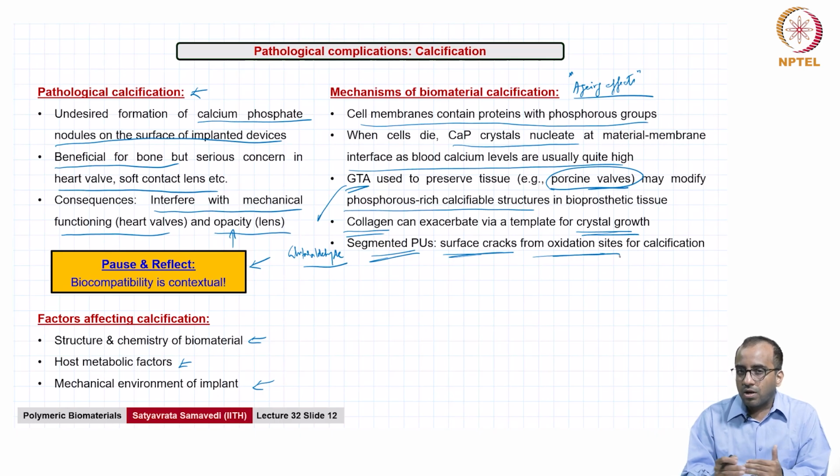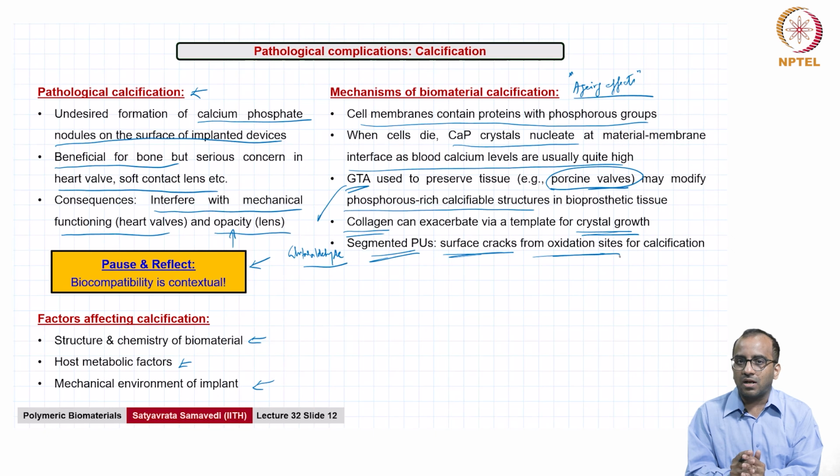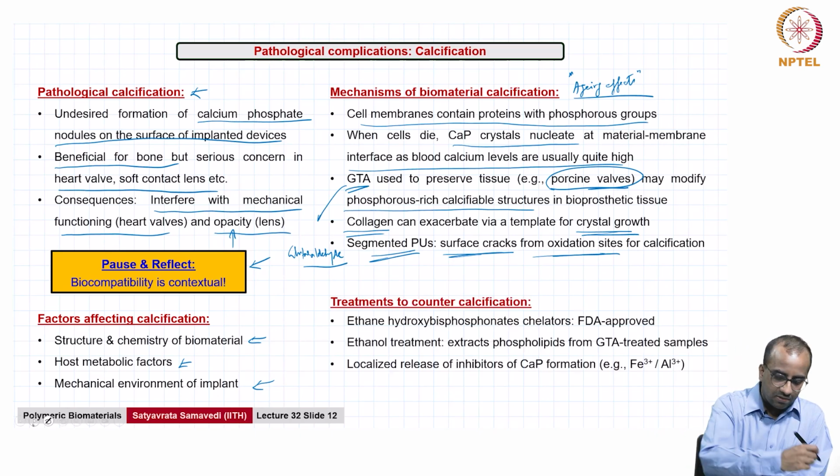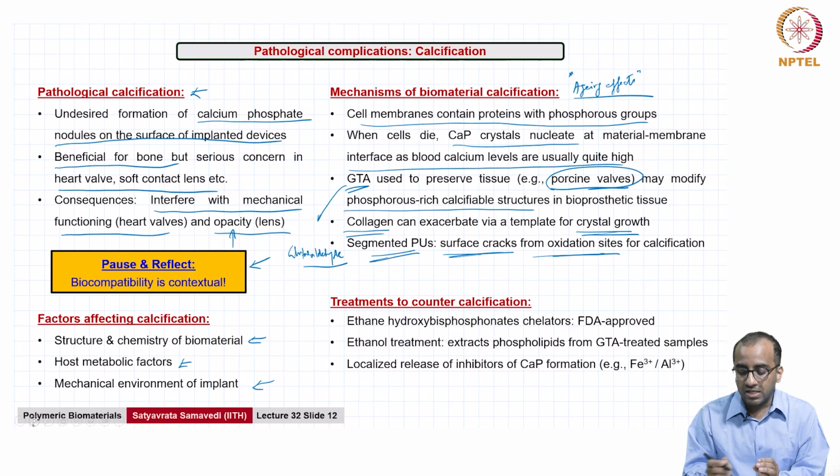So, these are all mechanisms that are associated with the interactions of the biomaterial surface with blood over a long period of time. Again, this is why we are looking at it under the theme of surfaces and interactions and under the topic of blood material interactions. And there are some very popular techniques widely used to treat and counter calcification. A very common technique is bisphosphonate chelators that are FDA approved.